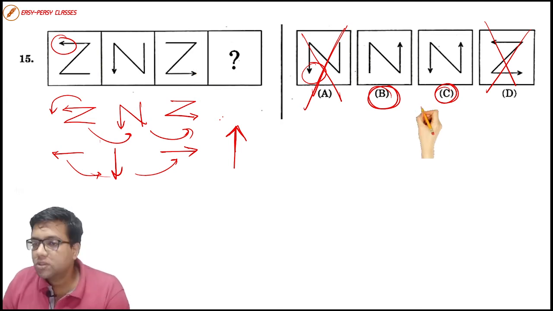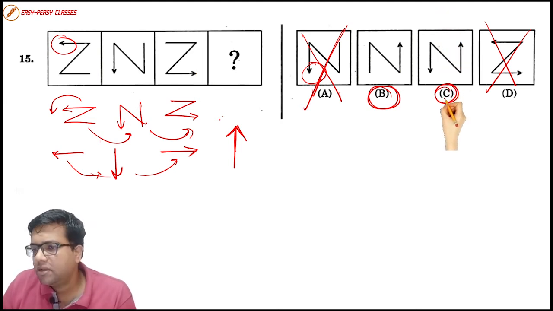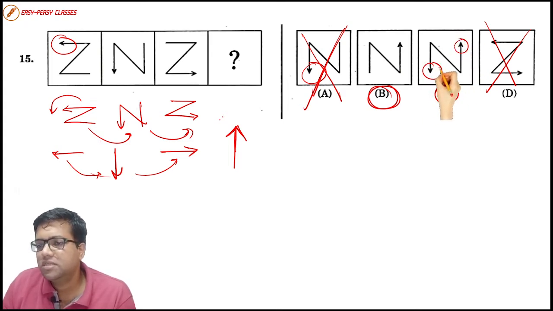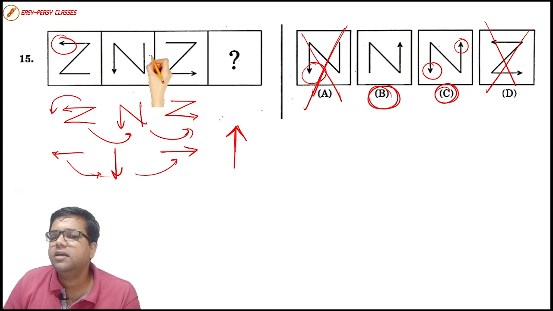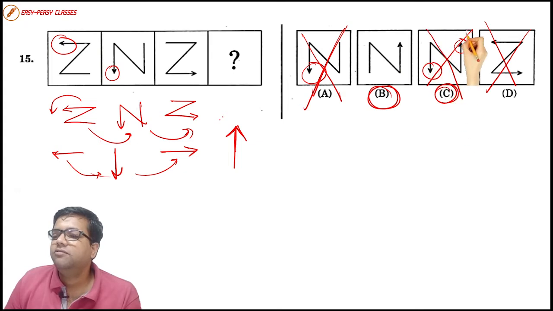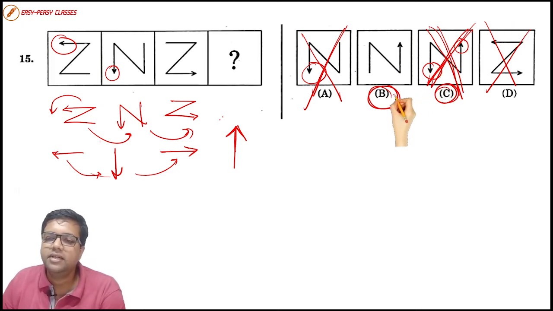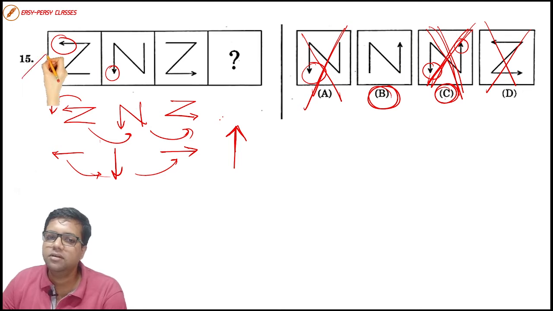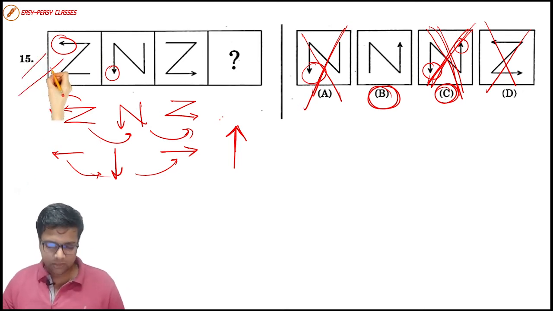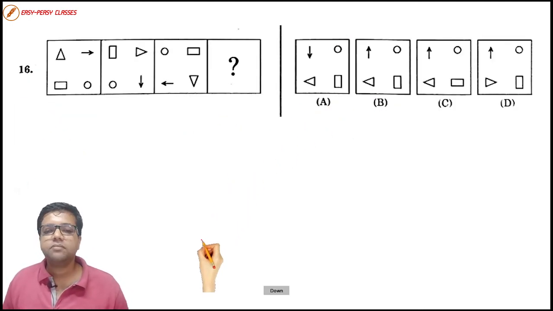So let us look closer now. If you look closer, option number C has two arrows, which is not required in our figure. In the question figures, we have only one arrow. So without any further thinking, just looking at these two arrows, you can eliminate it and mark your OMR sheet with option number B for question number 15. Let us move on to the next question.